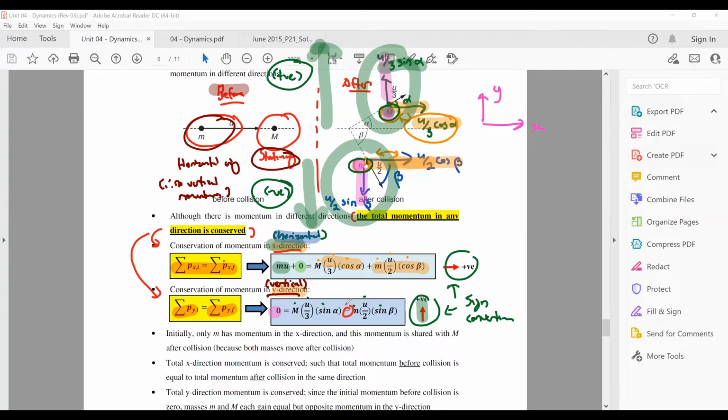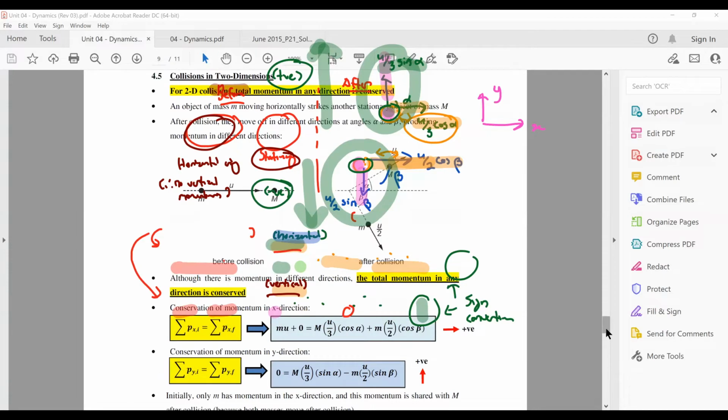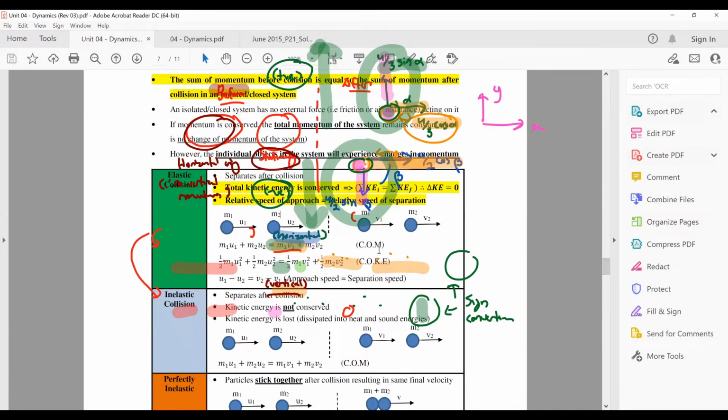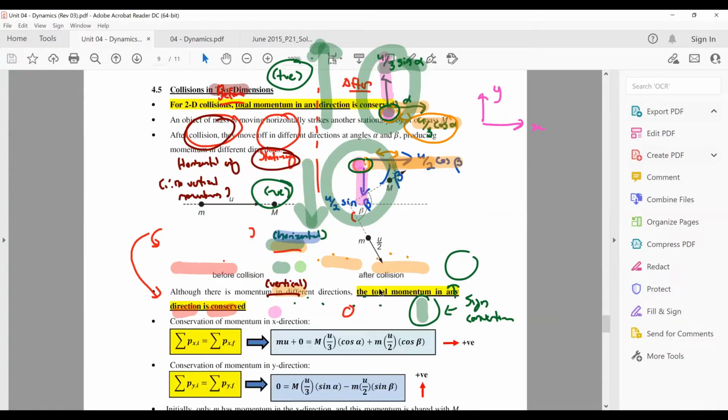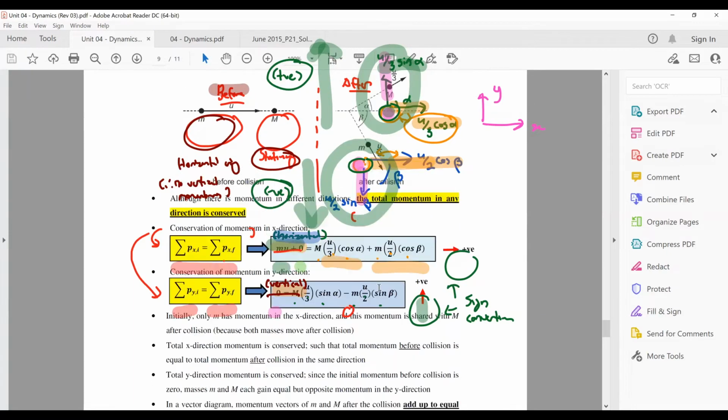Now the way you add up your momentum is actually the same as the ones that you did previously under 1D. The same rule still applies. It's just that now under 2D momentum, you consider two different directions.